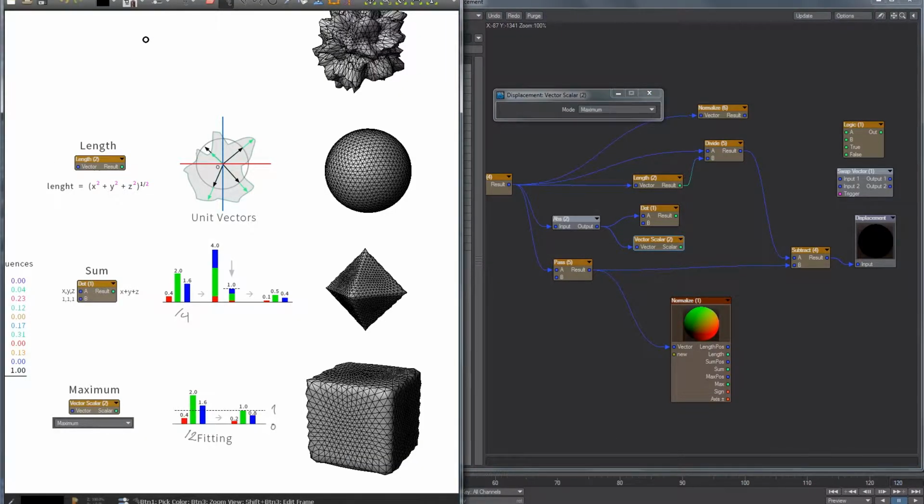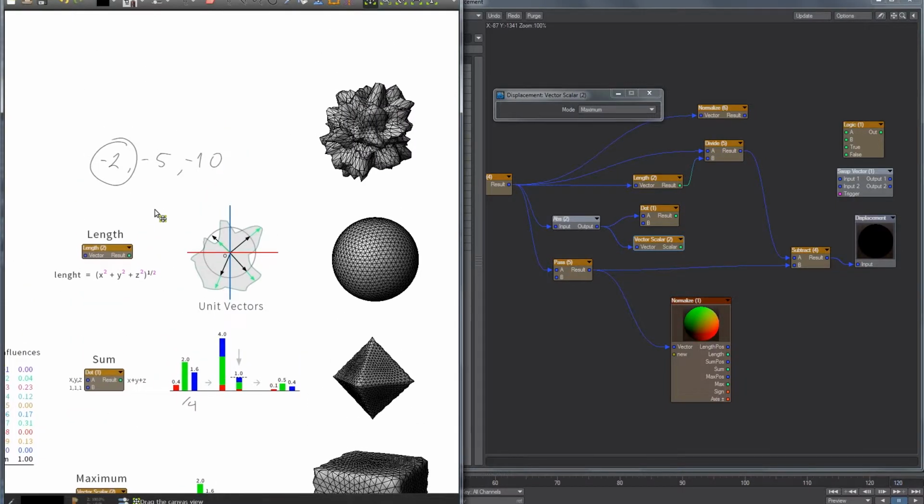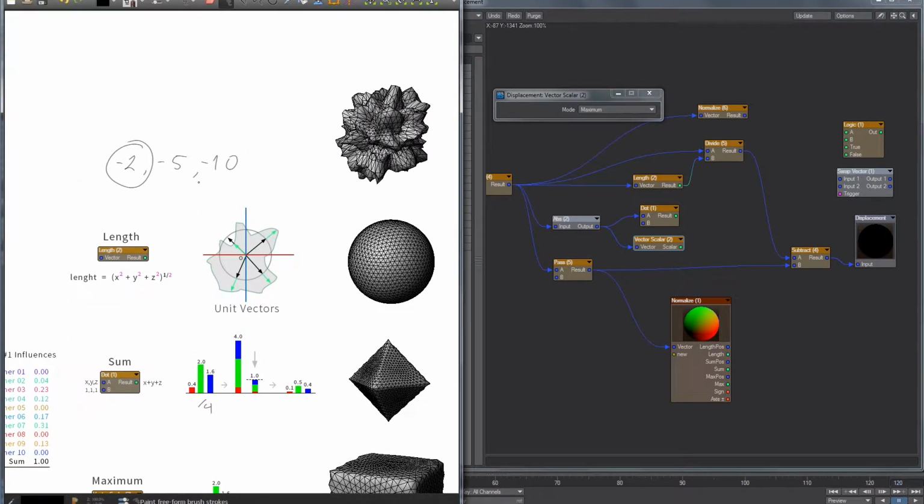So let's say that I have a vector like -2, -5, and -10. Well, if I pass this through the maximum, what I'm going to get is the -2. This is the greatest value. But what I want is not the greatest value, I want the longest value. So I also want a notion of length in this. And so the one that is most distant from the origin is actually 10. And so by doing the absolute, I get 2, 5, and 10. And now 10 is the maximum. And same will be true for the dot product.